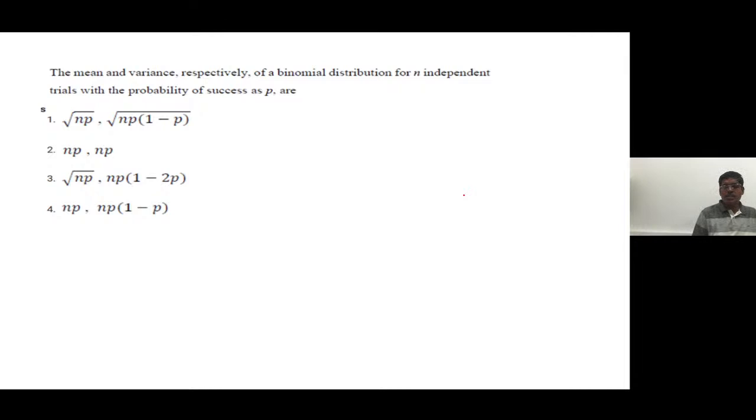This is also mechanical stream question. The question is the mean and variance respectively of a binomial distribution for n independent trials. Automatically n is independent with the probability of success denoted by p. Okay, this question from probability statistics, binomial distribution.